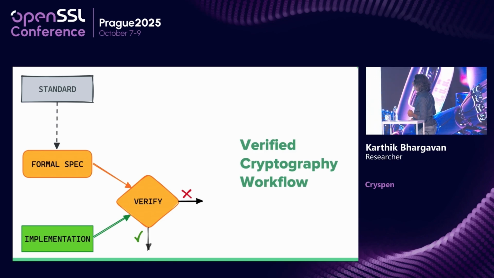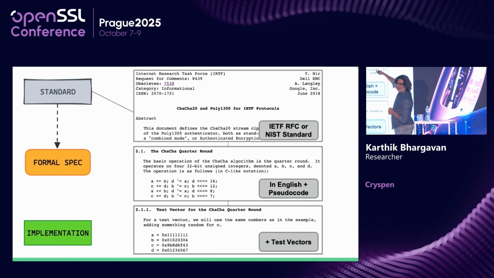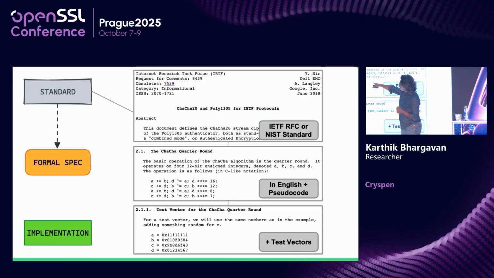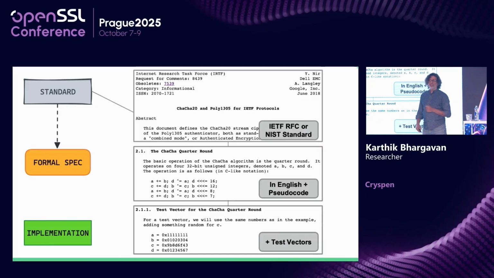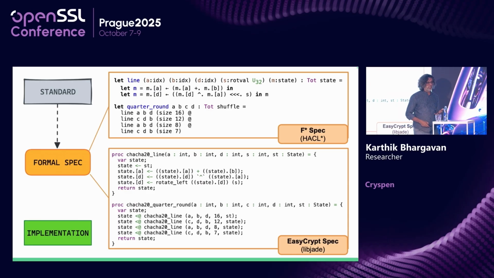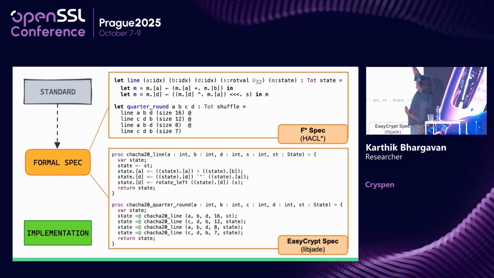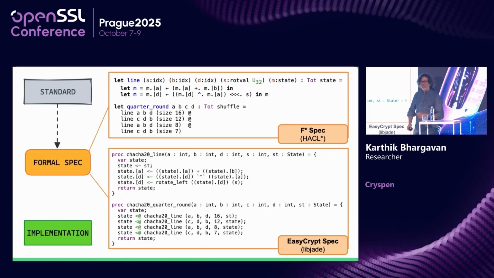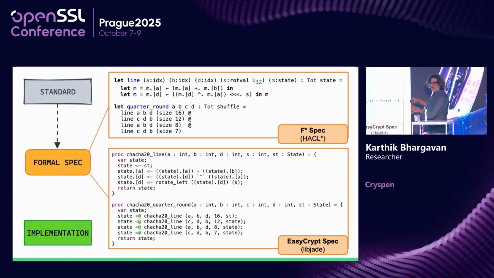So what is this workflow? The basic idea is you start from the standard. The standard is something like this, the ChaCha-Poly standard from the IETF, which has some English language, some pseudocode, some test vectors. You take that and you convert that into a formal spec, okay? That's the formal spec of the ChaCha20 round in a language called F star. This is the same formal spec in a different language called EasyCrypt. There's another one in HaLo, another one in Coq, whatever. You can keep writing formal specs of that.